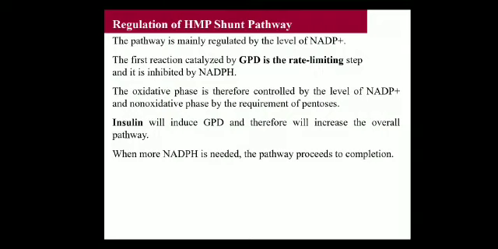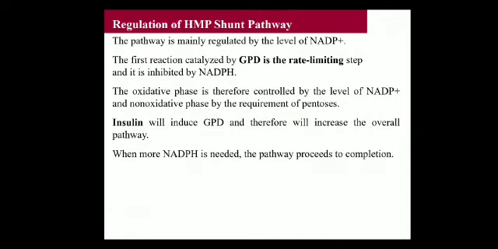The first reaction is catalyzed by glucose 6-phosphate dehydrogenase, which is a rate limiting enzyme. This is inhibited by NADPH. Then the oxidative phase is controlled by NADP plus levels. The non-oxidative reactions are controlled by pentoses.